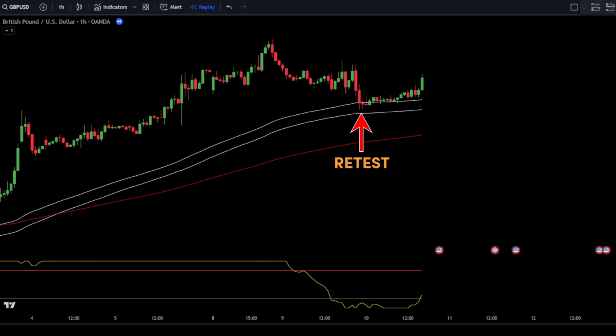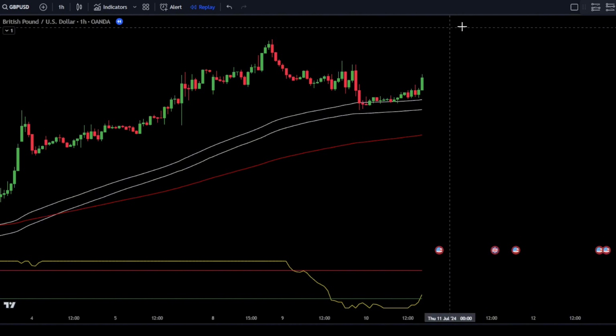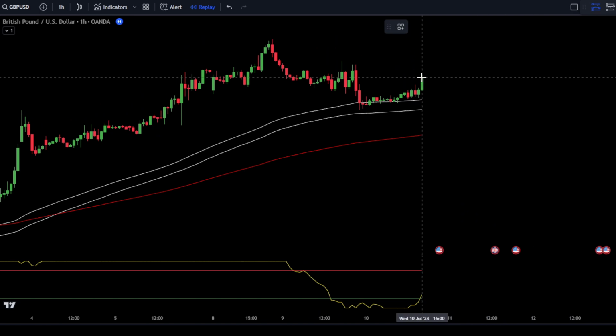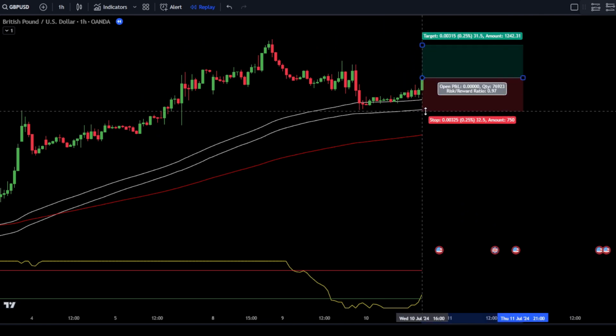Wait until the price candlestick retests the 100 EMA area. Ensure that the Laguerre RSI signal line is in the oversold area. After that, wait until the Laguerre RSI line crosses above the 20 level. For the final confirmation, make sure the candlestick formed is a bullish candlestick. If all conditions are confirmed, you can place a buy entry after the bullish candlestick closes.